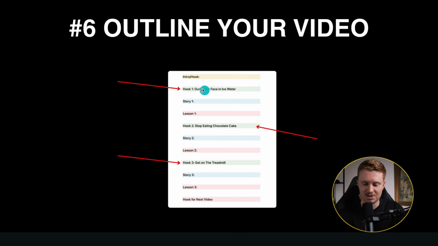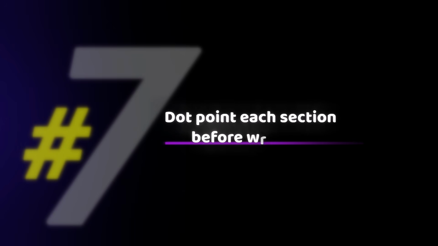Now, the reason I do this is because by mapping out each topic point, I get a bird's eye view of what I'm going to be writing about in my script. I'm going to make sure that they're all ordered in a way that logically flows and is engaging for the audience. Then once I have the outline of my content, I move on to the next tip, which is to dot point out your script.